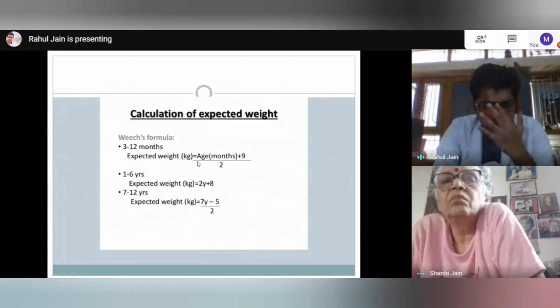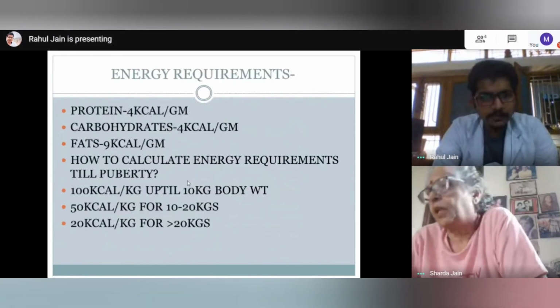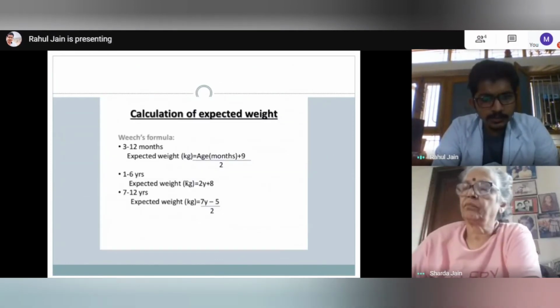So if the child is 2 years old, then we'll use this formula, calculate the expected weight for that child, and for that expected weight, I will calculate the calories. Correct. So this is very important.